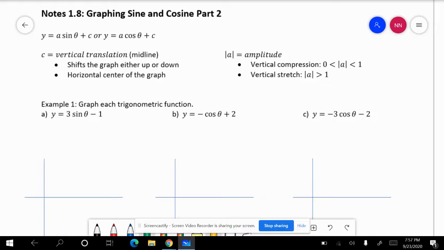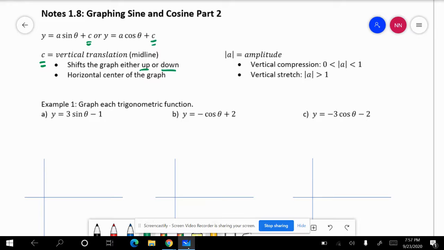We're going to continue graphing sine and cosine. What we're going to do is add the amplitude, or our a value. What we did last time was work with the vertical translation. The vertical translation is our constant value. It's what we're adding or subtracting. That shifts the line either up or down.